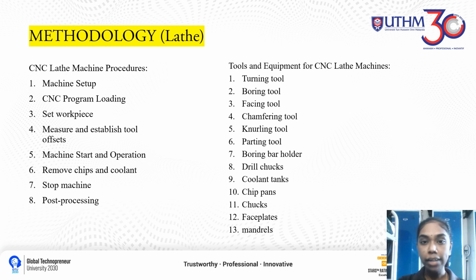Apart from that, tools and equipment that attach on the CNC lathe machines are turning tool, boring tool, facing tool, chamfering tool, knurling tool, arching tool, boring bar holder, drill chucks, coolant tanks, chip pans, chucks, faceplates and mandrels.